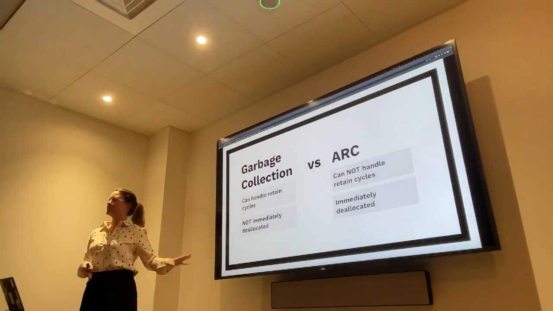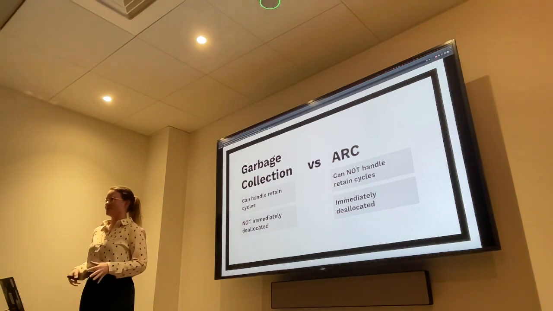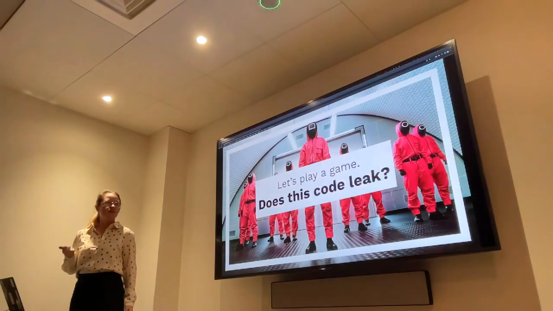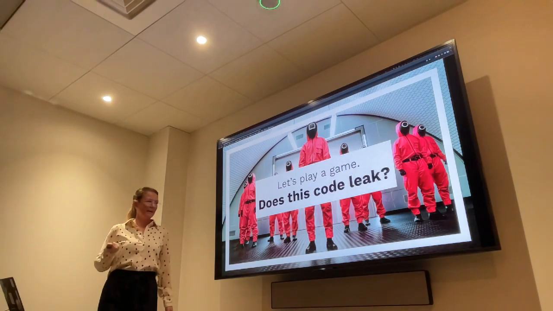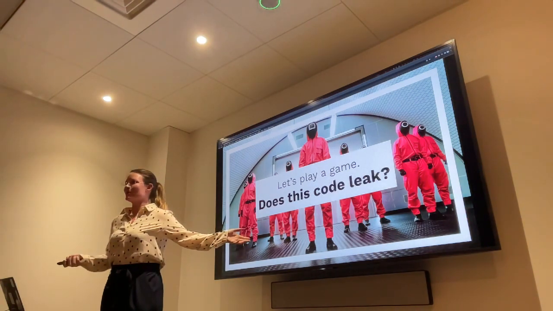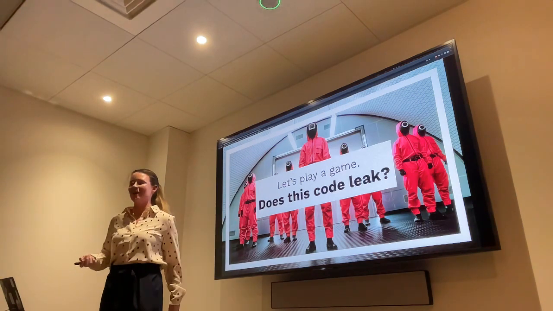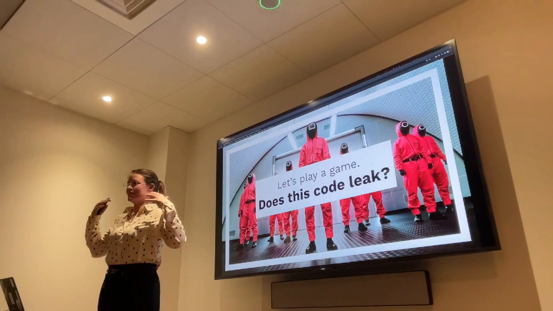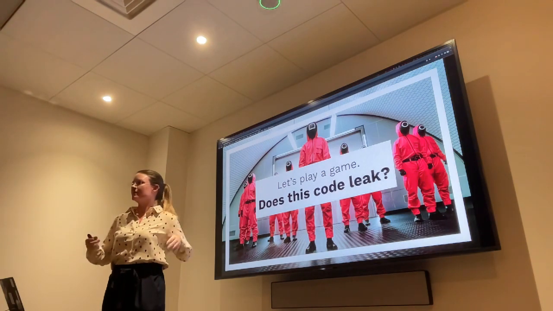If you can answer these sorts of theoretical questions really well, you may get called back to a more technical interview where you're looking at code at the same time and being asked questions. So let's play a game. This game is called Does This Code Leak? I'm going to show you some code examples. I hope it's big enough for the back. But think in your head, does it leak or doesn't it? And then we'll talk about why it does or doesn't.